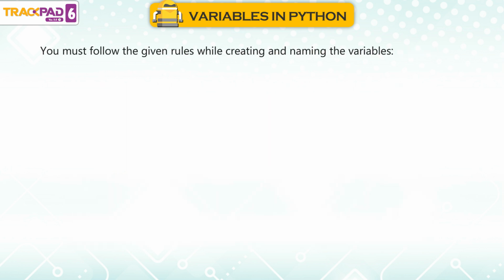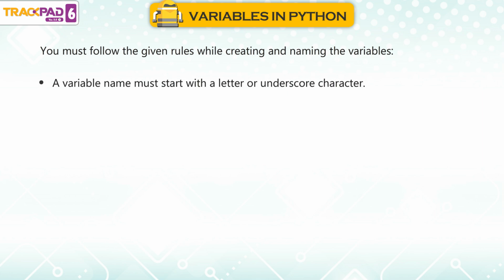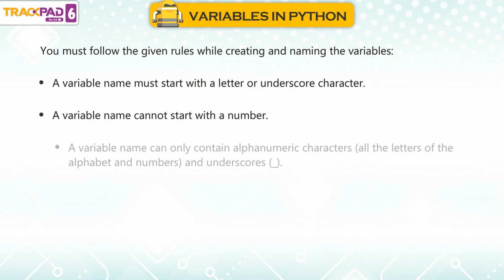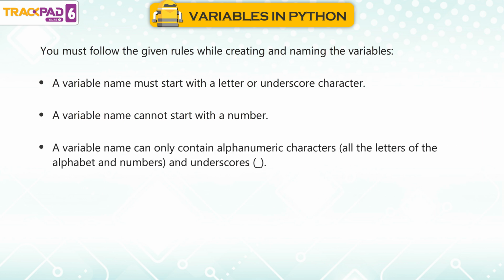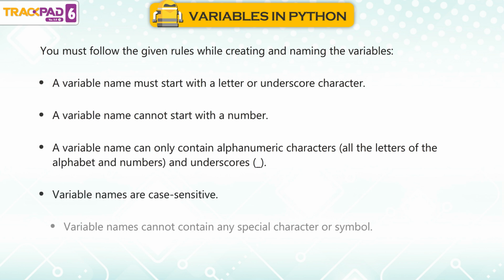You must follow the given rules while creating and naming the variables. A variable must start with a letter or underscore character. A variable name cannot start with a number. A variable name can only contain alphanumeric characters, all the letters of the alphabet and numbers, and underscores. Variable names are case sensitive. Variable names cannot contain any special character or symbol.